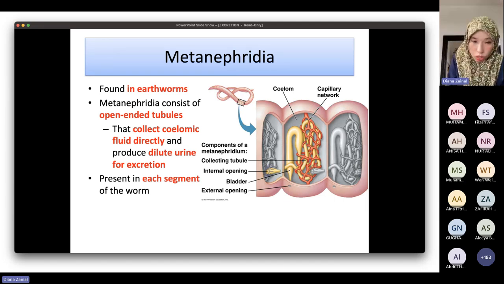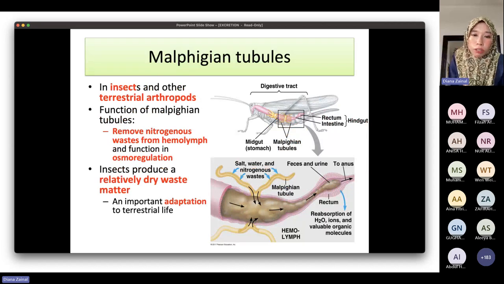Okay, so next one for the grasshopper ataupun most of the arthropods. Arthropod is actually the insects lah, the terrestrial insects. Okay, so for them they have a Malpighian tube. Alright, they remove the nitrogenous waste from hemolymph. Okay, since we already learned, we have the basic idea of the grasshopper and most of the insects, they do not have any blood. Instead, we call it hemolymph.